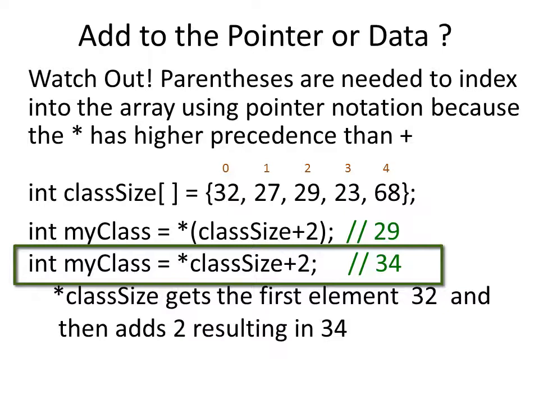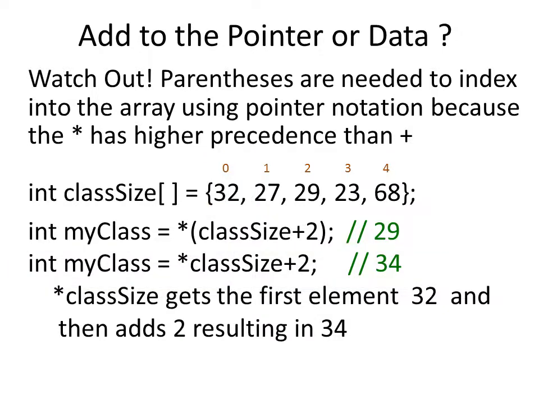Well, the parentheses are needed because the asterisk has higher priority than the plus. So right there, what's going to happen, it says star class size is going to go and pick up the 32, which is the first element, element 0, and then add 2. So I get 32 plus 2, which is 34. Well, what happens is I either pick up index 2, which is the 29, or I pick up the first element in the array, index 0, and add 2 to the 32, end up with the 34.